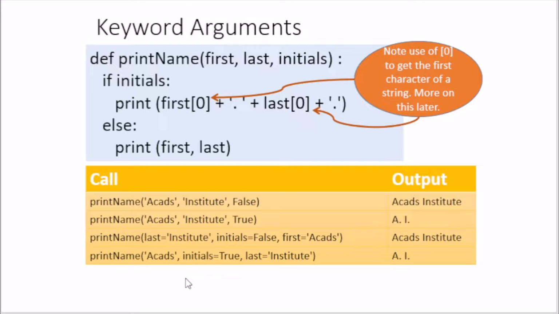Same way, next time I have specified ACADS. So now here you can see I haven't specified the first argument. So by default, my compiler understands that ACADS is associated with first. Then we have specified initial equals to true and last equals to institute. So if you are specifying one argument along with the value, then the remaining arguments also you have to specify with the value. Otherwise, my compiler is not going to understand what it is for.